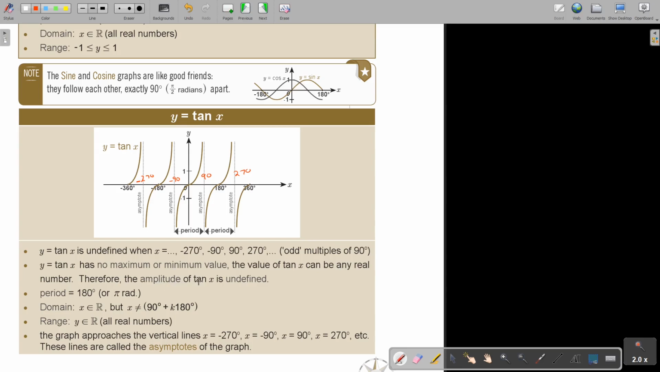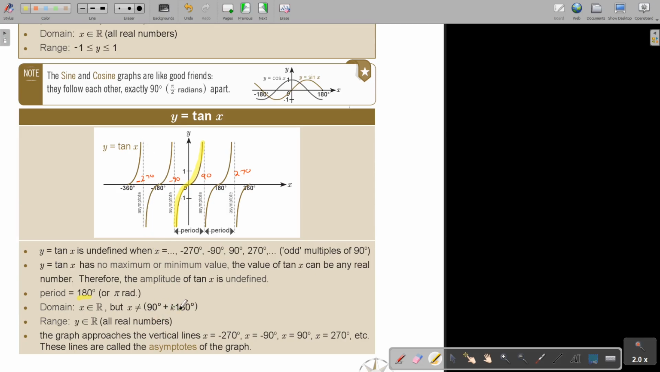Therefore, the amplitude of tan x is undefined because you don't know what the maximum is, you don't know what the minimum is. The period, very interesting. If you see, when is it repeating? But it's between negative 90 and 90, so that stretch will just be 180, not 360. Very important. The domain, it's all real numbers except where the asymptotes are.